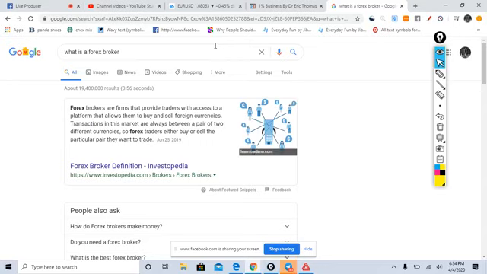It's a platform that we use. We deposit our money. If I want to deposit $100 and I have $100 available to me to trade in the market with, that broker allows me to do that.